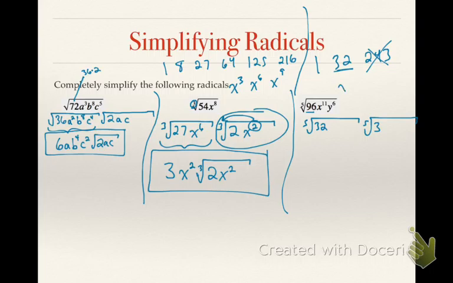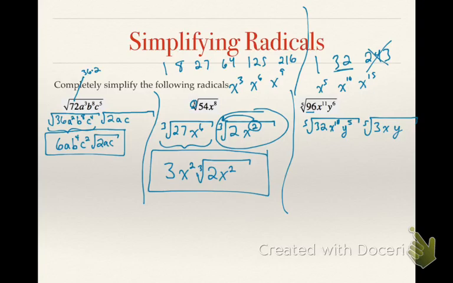For the variables, I'm going to have multiples of 5 as a power, so x to the 5th, x to the 10th, x to the 15th. So x to the 11th is not a perfect fifth, but x to the 10th is. We're left with an x left over to make x to the 11th. For the y's, y to the 6th is not a perfect fifth, but y to the 5th is, and I'm left with a y.